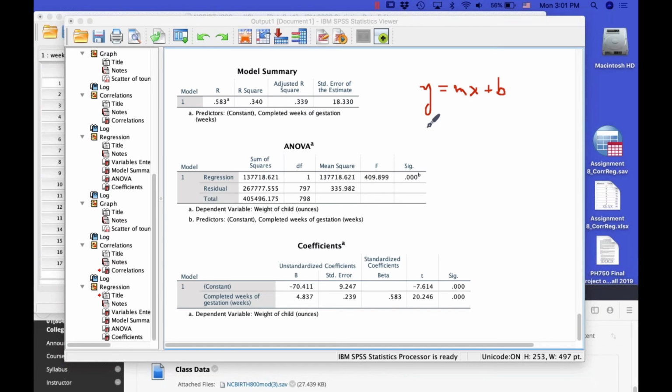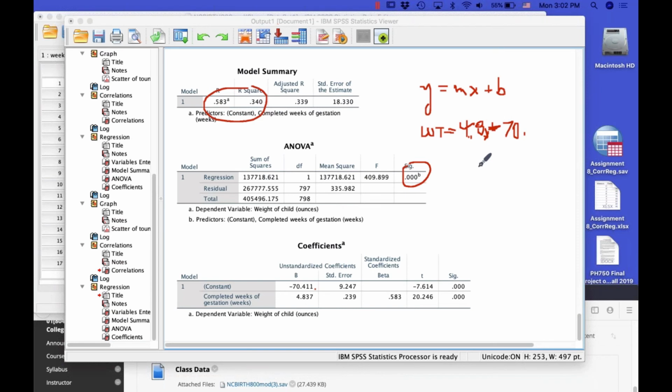So what is y again? Y in this case is the weight of the infant. The weight of the infant is equal to the slope, which in our coefficients we know is statistically significant. We've determined that, and we know what R and R square are equal to. The slope for completed weeks of gestation is 4.837. Again, do as I say, not as I do. I'm going to put down 4.8. Plus the y-intercept, which is minus 70.411, so that plus becomes a minus 70.4. I'm going to leave it at 70. So it's 4.8x plus minus 70.